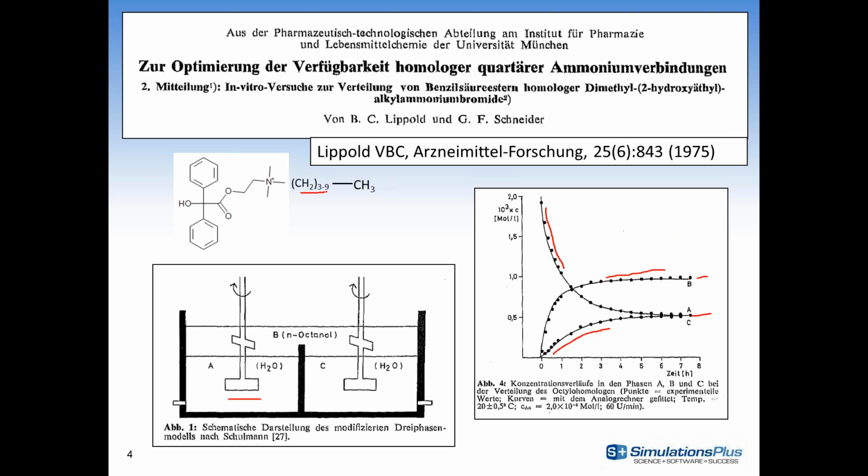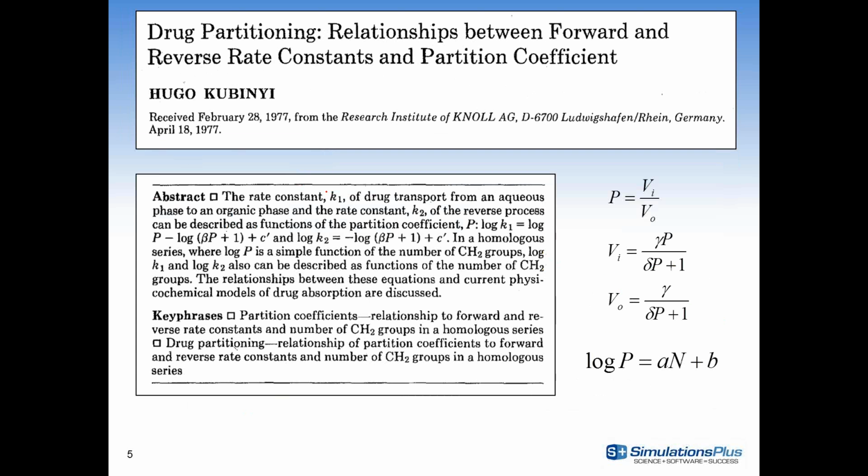And so in this case, we're working with methylene groups from 3 to 9 for this experiment. Now, a few years later, in 1977, Hugo Kubinyi saw this work and decided to see about developing a theory for the partitioning rate of the drug into the octanol and out of the octanol, and came up with some equations that related to the partition coefficient, so that he could, in a way, develop a prediction for partition coefficient based on the number of carbons that were added. And so his work was one of the early sort of microscopic membrane permeability predictions.